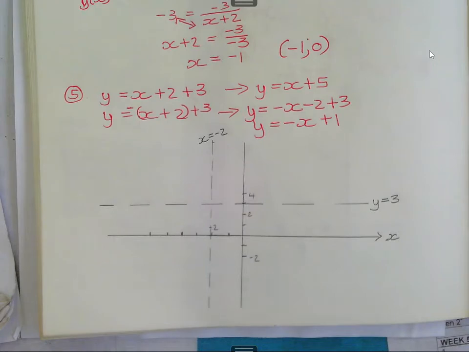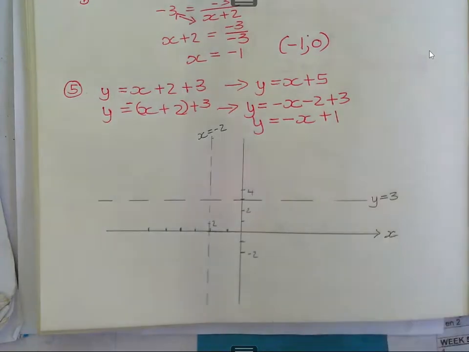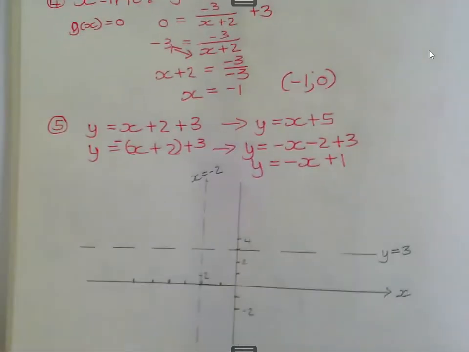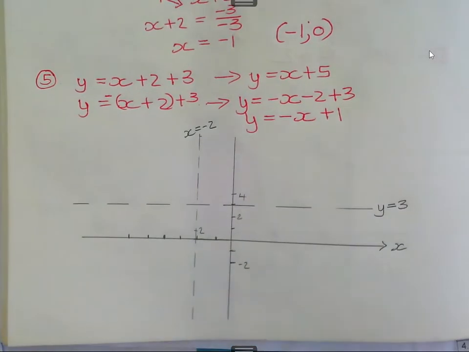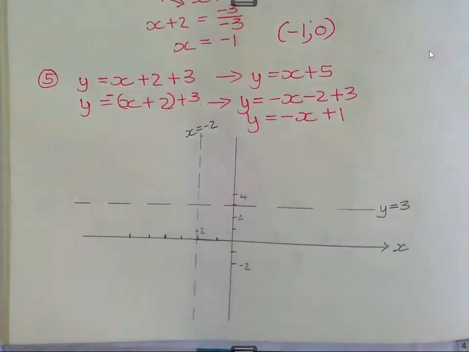Katleo, why are you frowning? Trying to see. Must I make it a bit larger? But you've got the answers there. You've got the asymptotes: x equals negative 2, y equals 3.